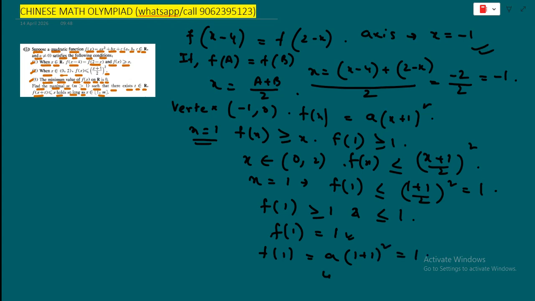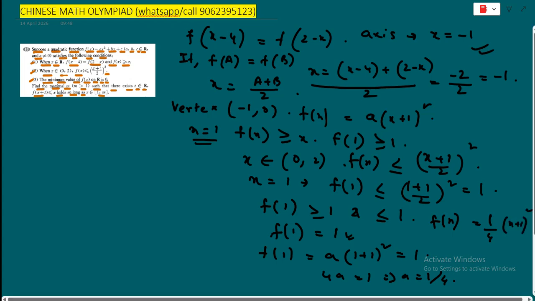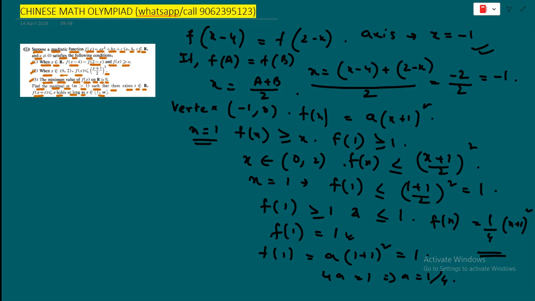So 4a will be 1, or a equal to what? 1 by 4. So our function is officially f of x is equal to 1 by 4 into (x plus 1) whole square. No more secrets. Okay. Now, why did the Olympiad designers give us that weird (x plus 1) by 2 whole square thing? It's actually the arithmetic mean, geometric mean, AM-GM inequality in disguise.